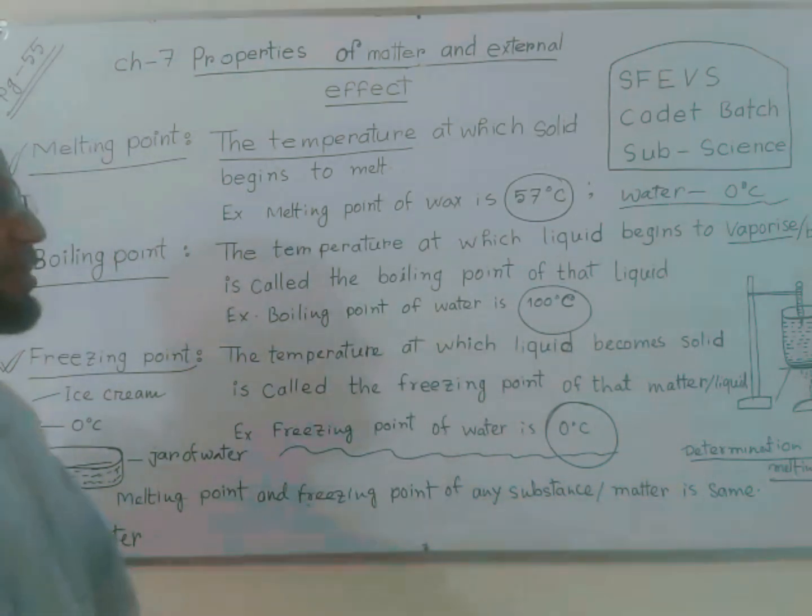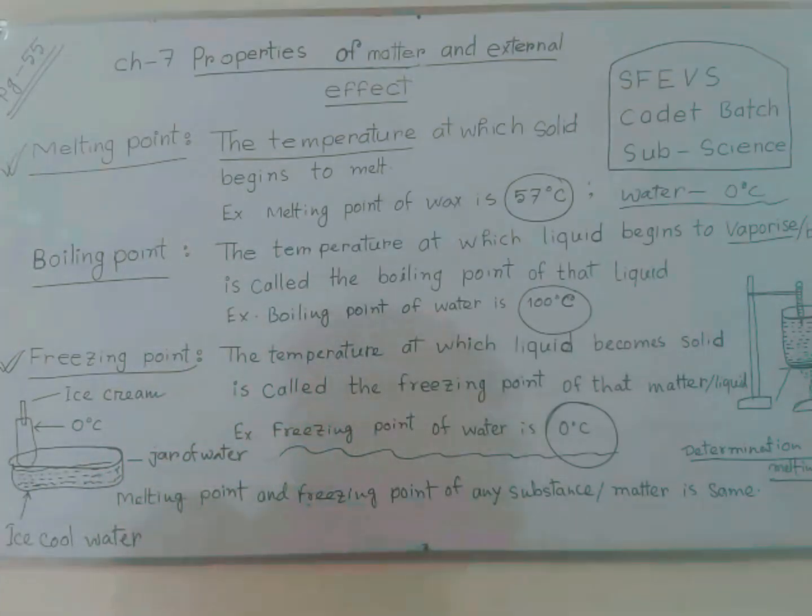It means if you add 100 degrees Celsius heat, then it will start to become vapor. Okay. Then I have written here freezing point. Freezing point refers to a fixed temperature for any substance or liquid. The temperature at which a liquid becomes solid is called the freezing point of that matter or liquid.